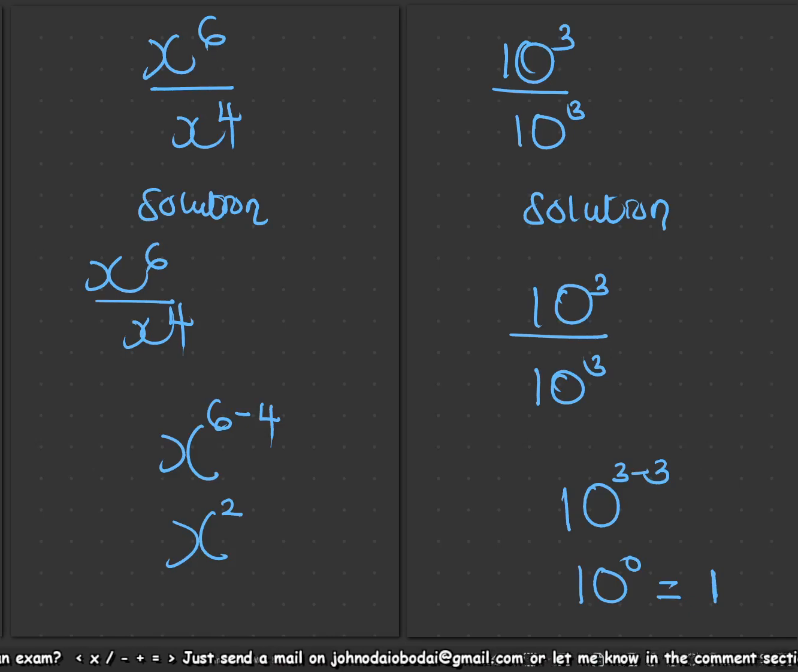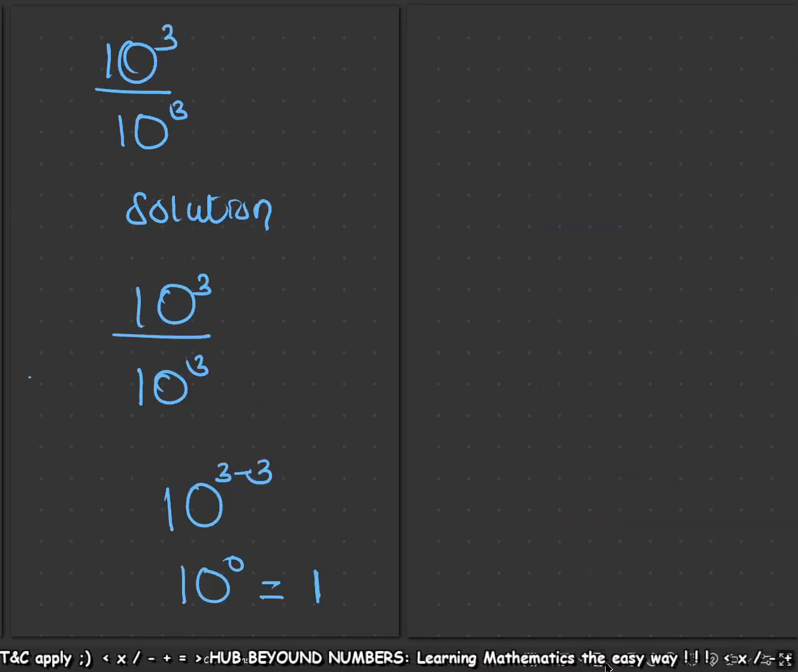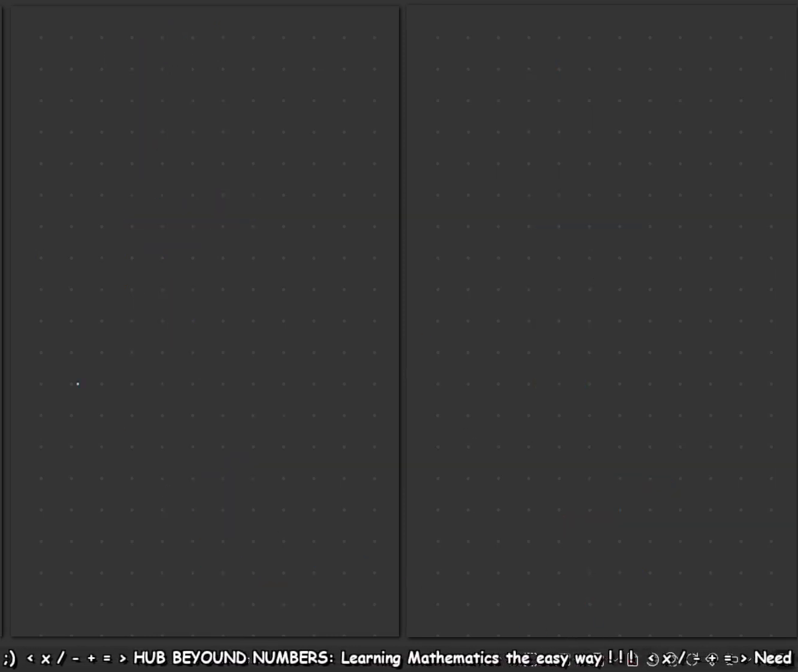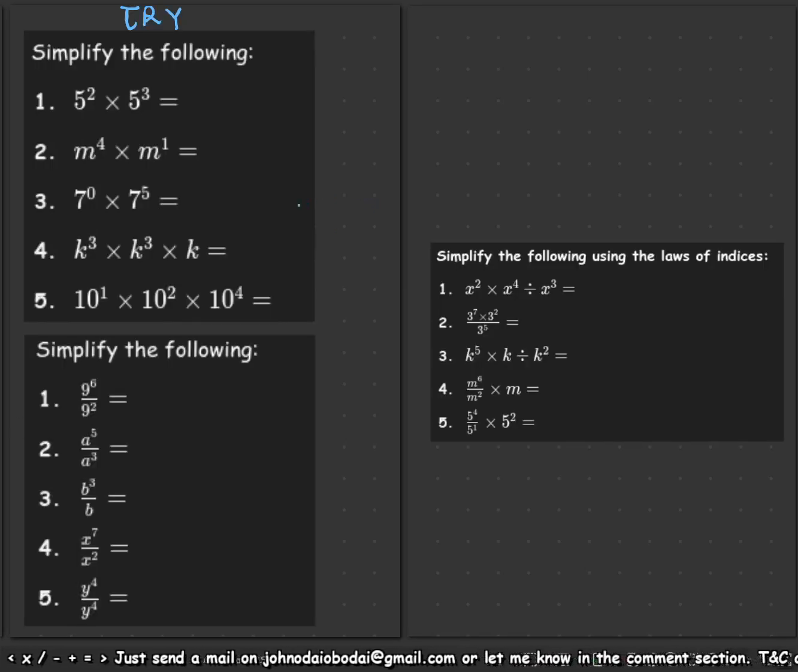Very simple and straightforward. So this is all we need to know on these two laws, relating to multiplication and then division. The laws are the product rule and then the quotient rule. If there's anything, you can always let me know in the comments section. I'm going to leave you with some few exercises you can try just to test your understanding. So we have these questions over here.